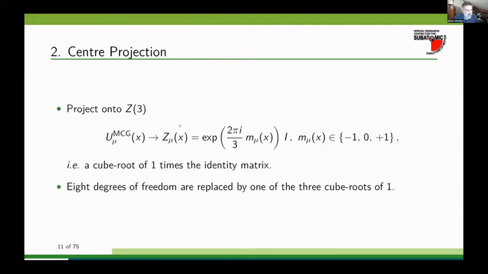Step 2 is you actually replace those link variables by one of the 3 cube roots of 1. So we still have the identity. We have one of the 3 cube roots of 1 here, governed by this field variable m_mu(x), which again is -1, 0, or +1. So this is the projection then. We're replacing 8 degrees of freedom in the link variables now with just one of the 3 cube roots of 1. I can't imagine anything more fundamental than this in trying to understand the essence of QCD vacuum structure.